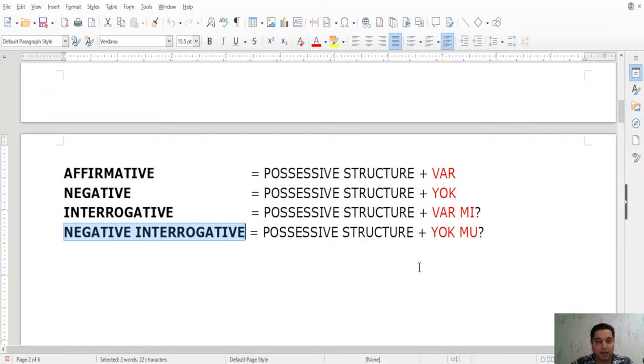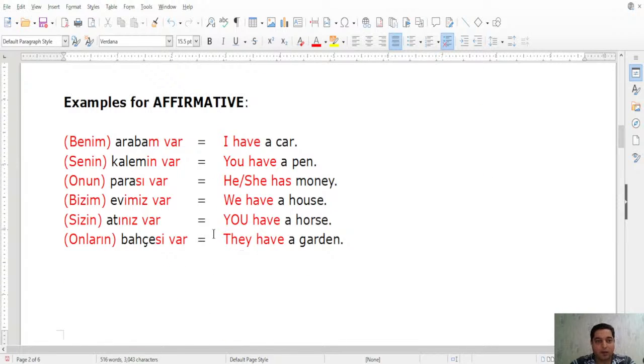So let's look at these examples. This is just the rule for you, okay? Don't forget, this is just the rule how we construct the structure to have. Let's look at the examples now. What is the example for affirmative? For example, benim arabam var, or you can just say arabam var, okay? This means I have a car. So you here have what? The possessive structure, right? Plus var. Benim arabam var or arabam var, right?